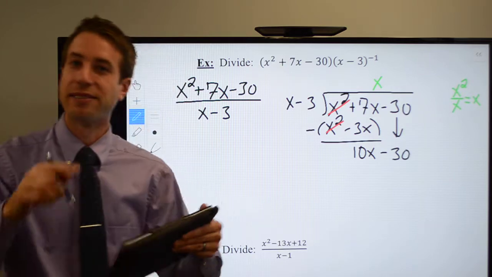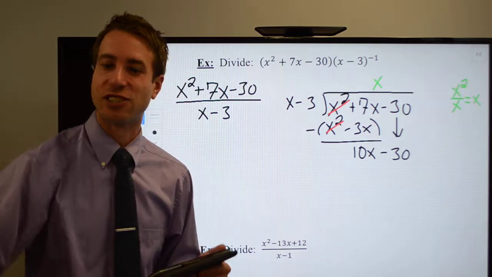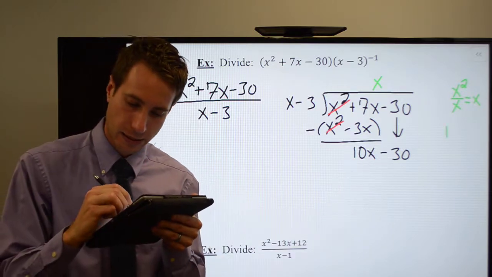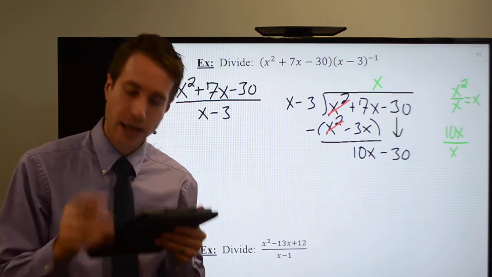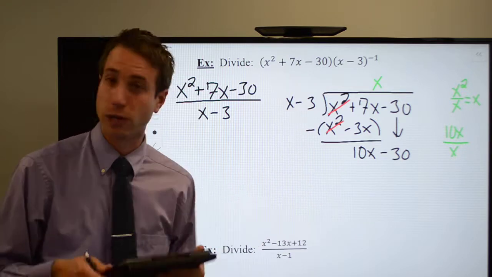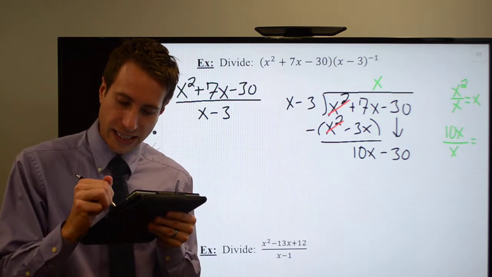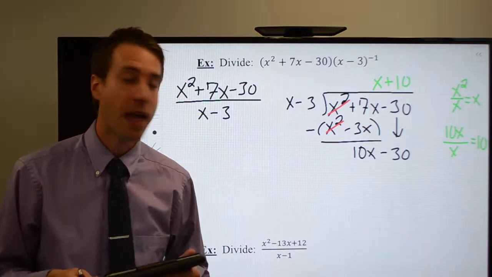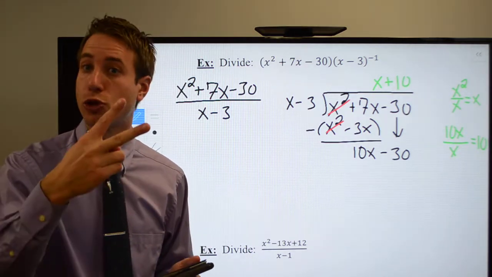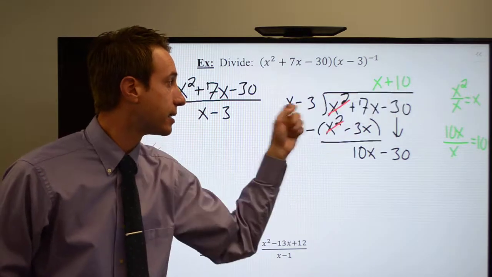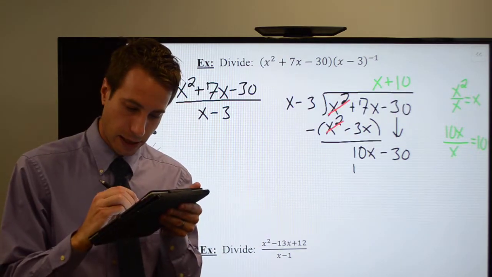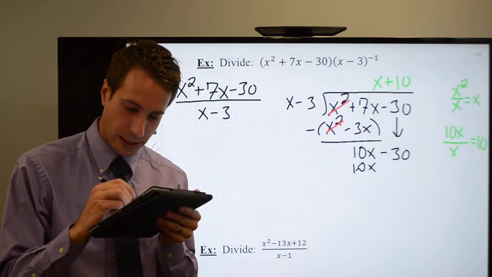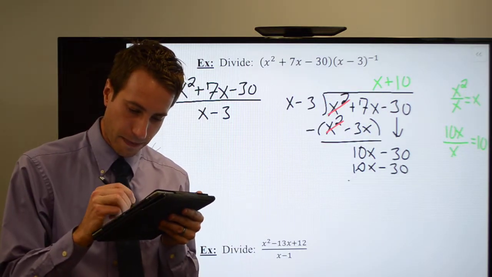Okay, now that I've done step 4, we go back to the beginning and start all over again. My reduced polynomial, the first term is a 10x, divided by the first term of my divisor, which is an x. Well, the x's cancel each other out, and I'm left with a 10, so I have plus 10. And now we go to step number 2, which is multiply. 10 times x, x. 10 times a negative 3 is going to be a minus 30.